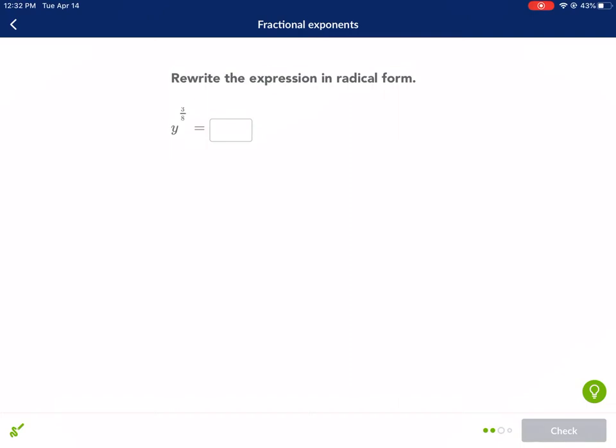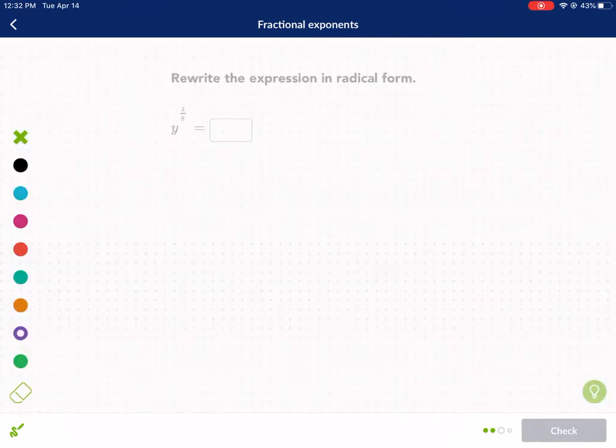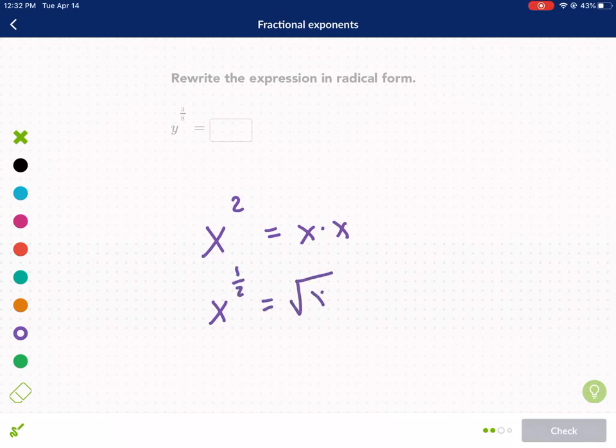A couple things we need to understand about rational exponents before we start attempting these problems. If we have x to the second power, we obviously know what that means. It's equal to x times x. But if we have x to the 1/2 power, that is the same thing as the square root of x. Okay, so we can use this in combination.